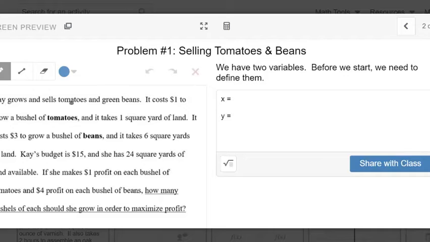It says Kay grows and sells tomatoes and green beans. It costs $1 to grow a bushel of tomatoes, and it takes 1 square yard of land. It costs $3 to grow a bushel of beans, and it takes 6 square yards of land. Kay's budget is $15, and she has 24 square yards of land available.